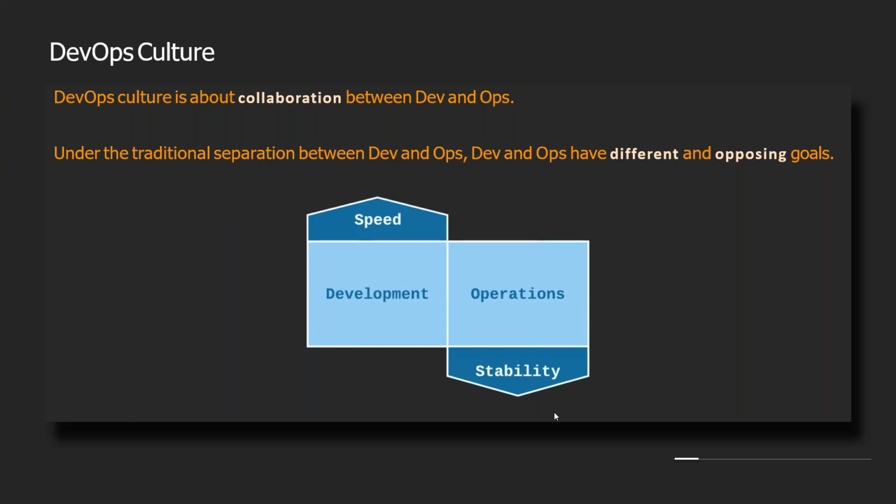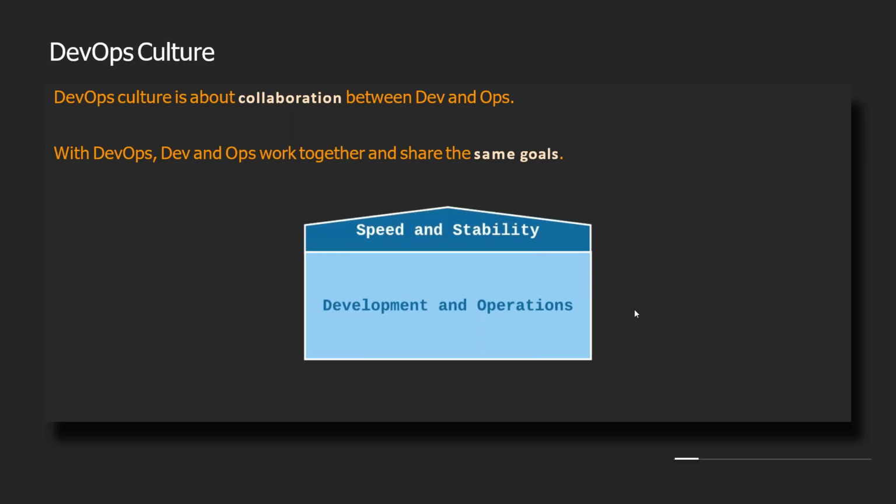Okay. So under the traditional separation, dev and ops have different and opposing goals. So their goals were completely different. That made them so different that the operations team never bothered about development, and vice versa, development never bothered about operations. But with DevOps, the strategy has changed. Now both of them, development and operations, aim to make sure they are able to release the code faster, and at the same time the code is also stable. So they have set the same goal for both the dev and ops teams, which is speed and stability.